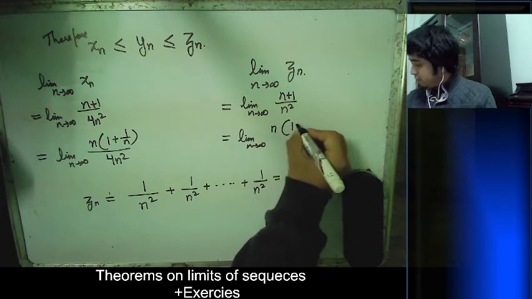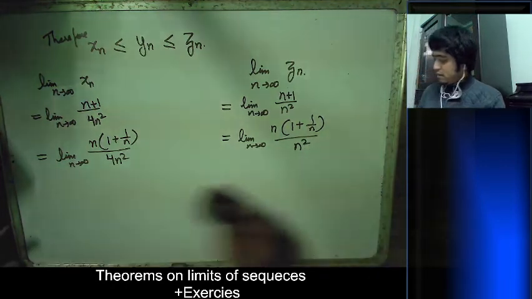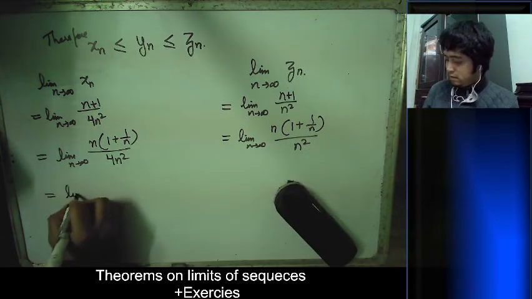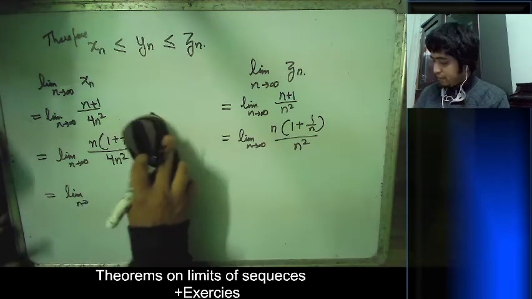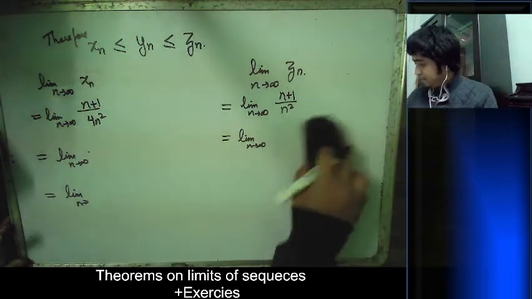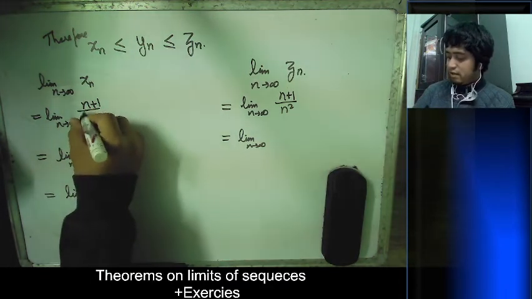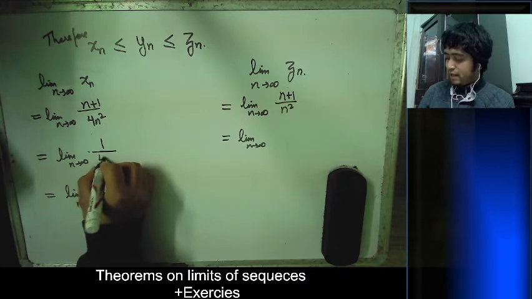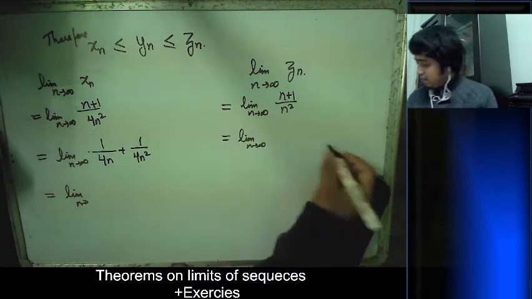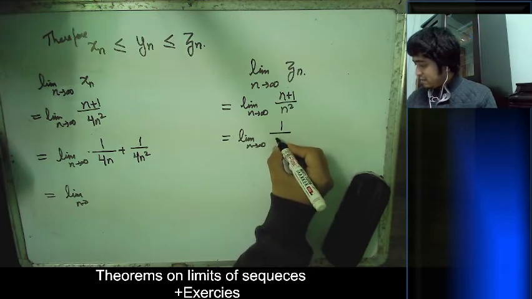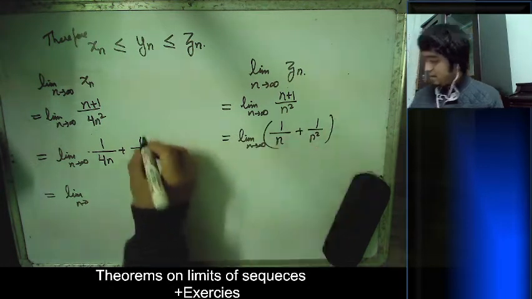Similarly over here we can do it like this, by n squared. Or actually, okay, we can do this one another way. We can just split the terms. Over here we will be getting 1 by 4n plus 1 by 4n squared. Similarly over here we can write it like this, 1 by n plus 1 by n squared. Okay, this one is easier.